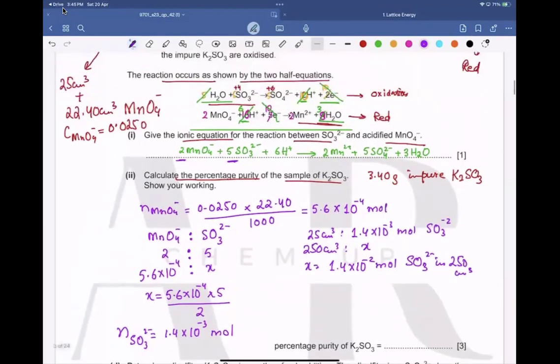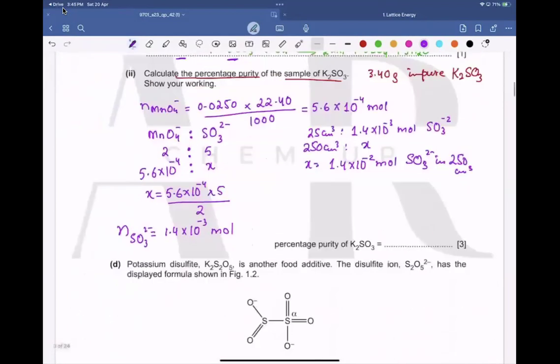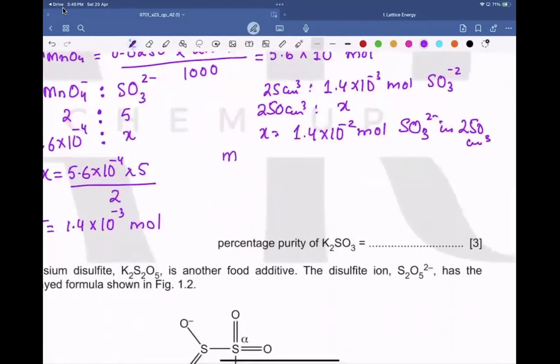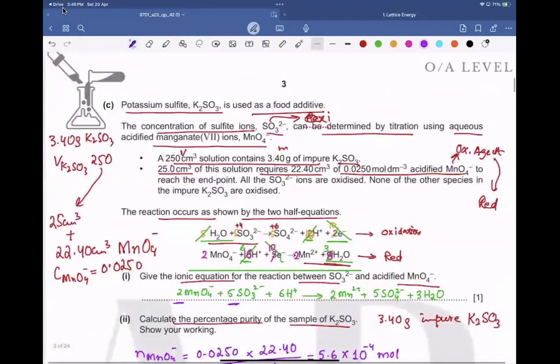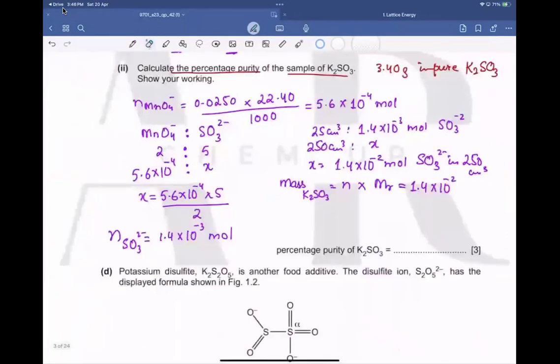So now we have to find the mass of potassium sulfite, sorry, not sulfate. We need its moles multiplied by its MR. The moles of potassium sulfite would be the same, 1.4 × 10^-2, because we dissolved 3.4 grams of the whole sample. If you see the formula, 1 mole of potassium sulfite gives you 1 mole of sulfite. So whatever the moles of sulfite I have identified.